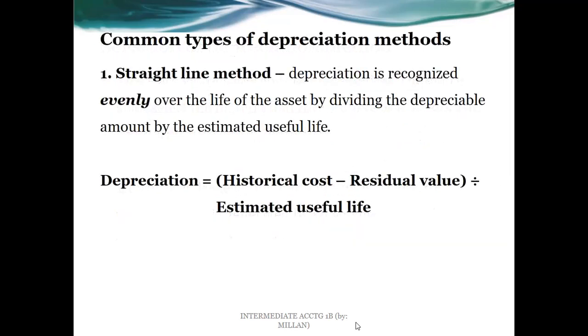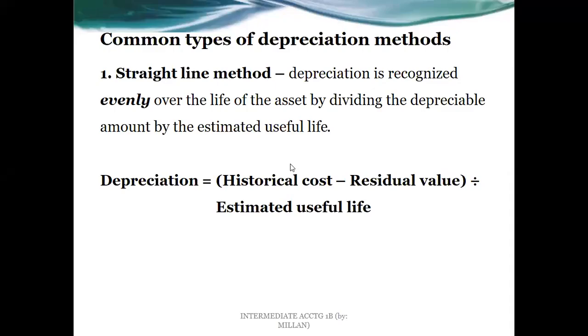Now, here are our common types of depreciation method. As explained a while ago, we have the straight line method, in which we recognize constant and fixed periodic charges over the life of the asset. As said here, it is evenly recognized. The formula is depreciable amount divided by the estimated useful life. We have to take note that our depreciable amount is historical cost less the residual value. And this would be our depreciation should we substitute the values in the formula.